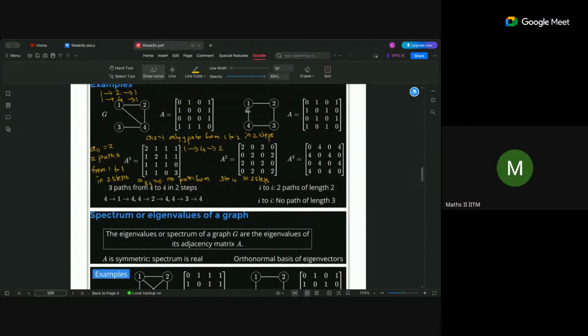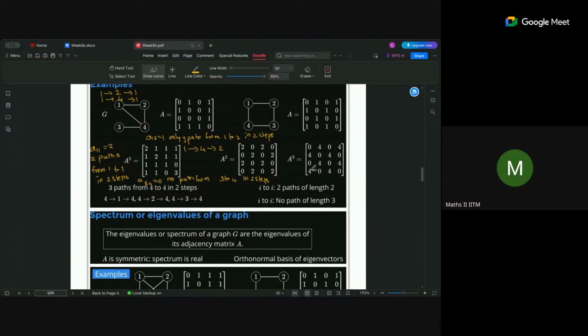So here is another example. You have the matrix with vertices 1, 2, 3, 4. This is your matrix A. So you see this is A square and this is A cube, right? In A square, all the diagonal entries are 2. It means you can take any vertex and go from that vertex to the same vertex again in 2 steps in 2 different ways. So what are those 2 ways? 1 to 2, 2 to 1; 1 to 4, 4 to 1. Like this you can do for any vertex, right? 3 to 4, 4 to 3; 3 to 2, 2 to 3. So you have 2 different paths of step size 2.